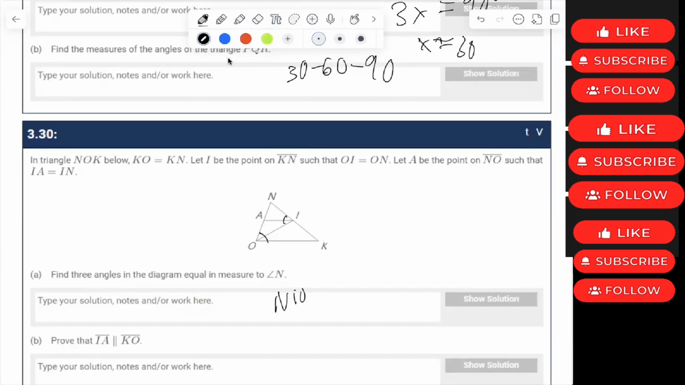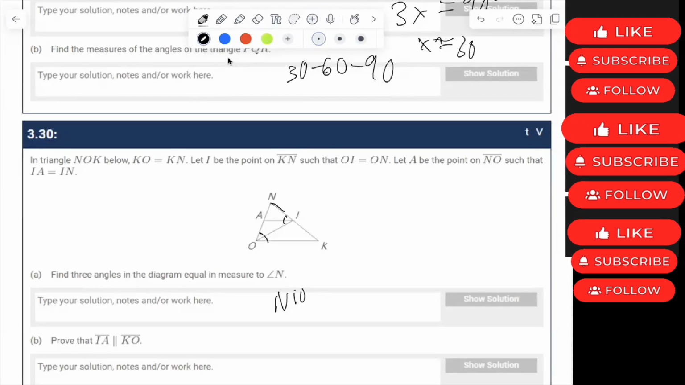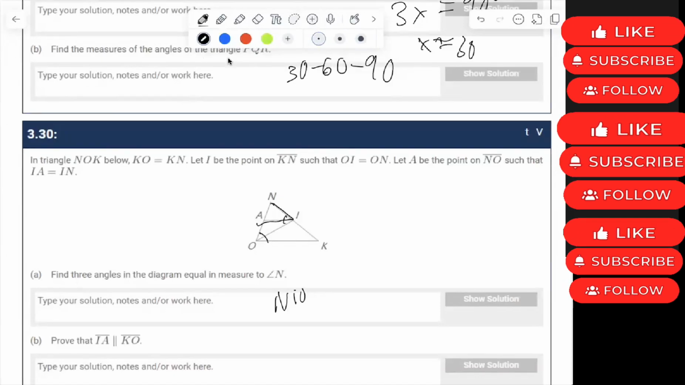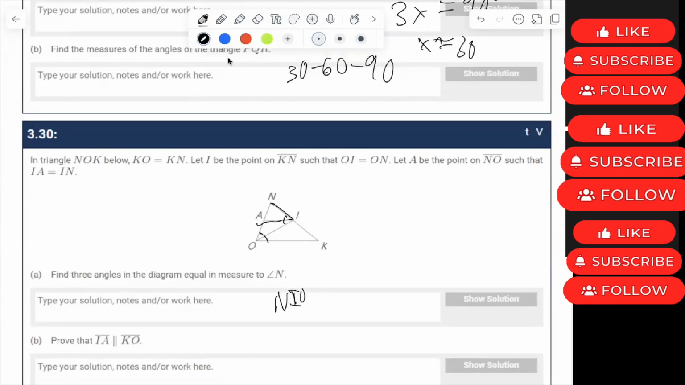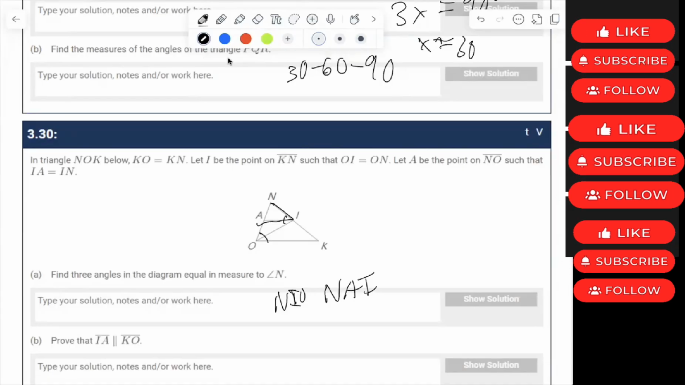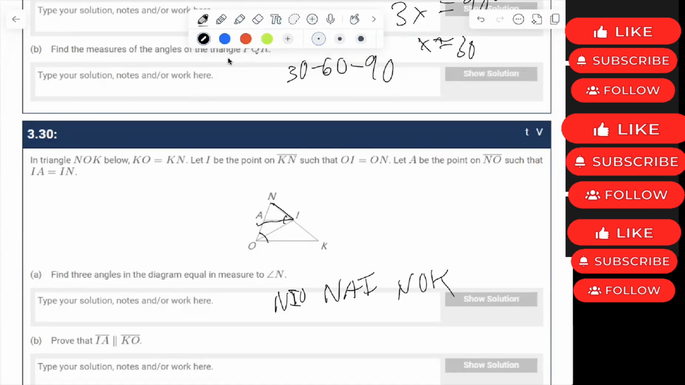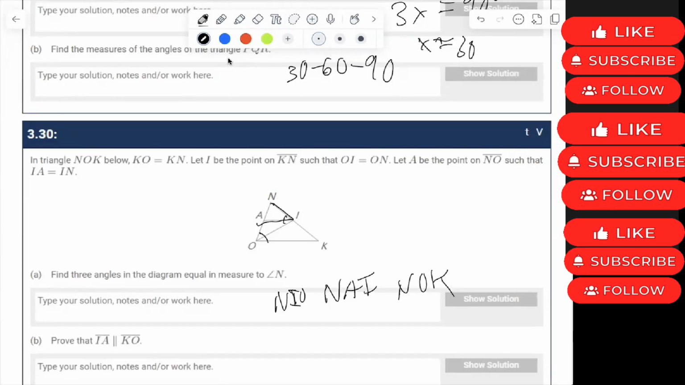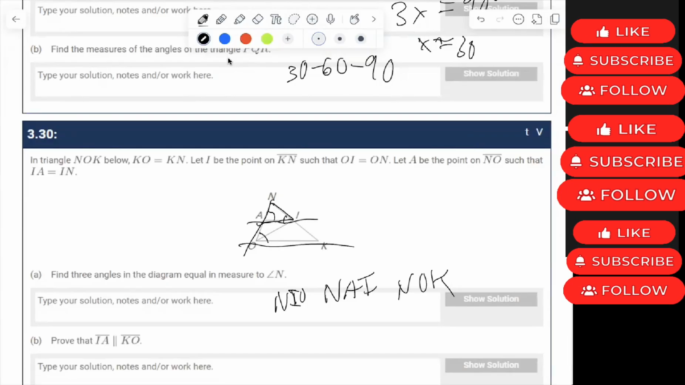Now notice that over here we also have an isosceles triangle. So we also have AIN is also congruent to N. All right. And finally, prove that IA is parallel to KO. That's pretty simple. Since this angle is equal to that angle, that means this is a transversal on parallel lines. And then boom, problem solved.